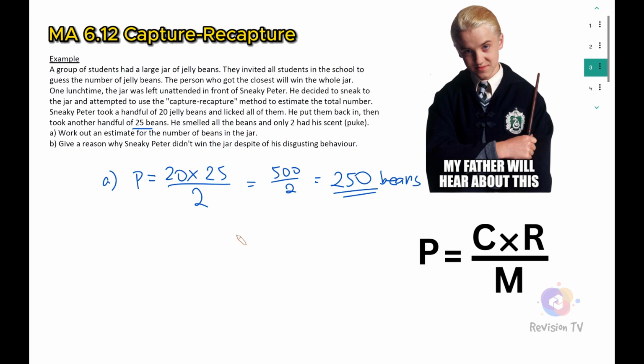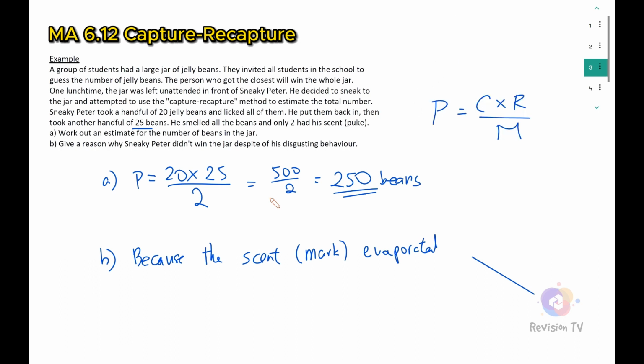So you can say for part B, because the mark, or instead of using the word mark, you can use the word scent, because that's what the mark means in here, or the tag. Here's the scent. Okay, evaporated over time. So in other words, the calculation is not correct. Okay, so that's the estimation.